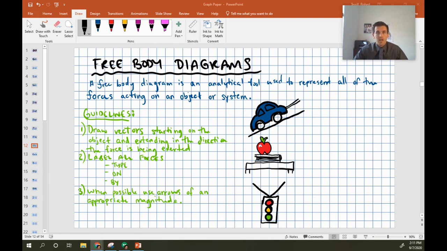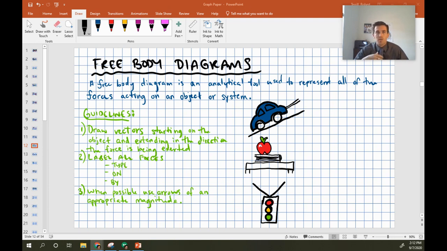The first one is, whatever the object is, and we usually represent it with a box or a dot, you always have to start your force vectors on the box or on the dot and then go in the direction of the force. So I'll show you guys the right way to do it. And I guess maybe I'll show you guys a wrong way, just so you know the difference.